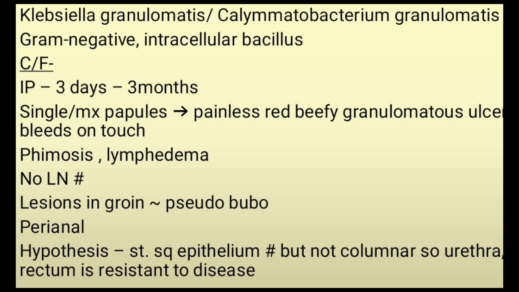Clinical features: incubation period is 3 days to 3 months. Single or multiple papules can start to appear, which progress to form a painless red beefy granulomatous ulcer, which bleeds on touch. Along with it, phimosis and lymphedema can also be a presentation. Usually there is no lymph node enlargement. Lesions in the groin are known as pseudobubo, and the perianal area can be involved. The hypothesis is that stratified squamous epithelium is damaged in donovanosis but not columnar epithelium, so the urethra and rectum are resistant to this disease.